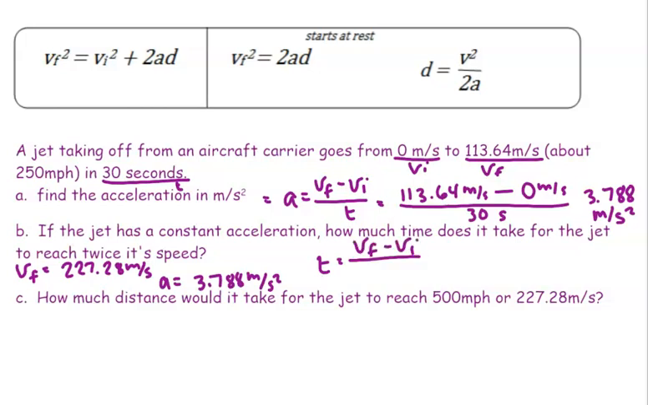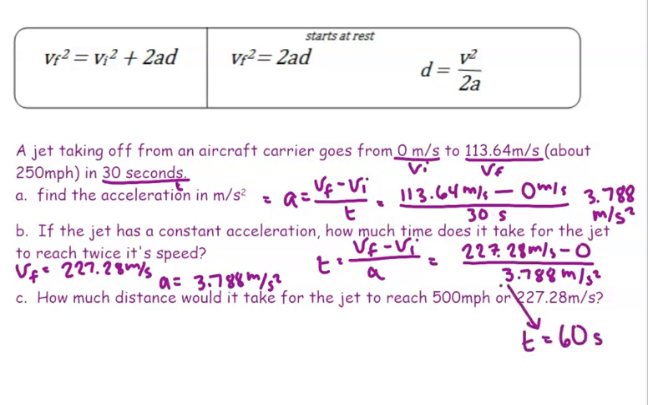Okay, and so let's figure out the time. So that's the final velocity minus the initial velocity all over the acceleration. We figured this formula out on the previous slide. So we've got 227.28 meters per second minus 0, and then we're going to put that over our new acceleration we just figured out, and we're going to get our time to equal 60 seconds. So that did work out right.